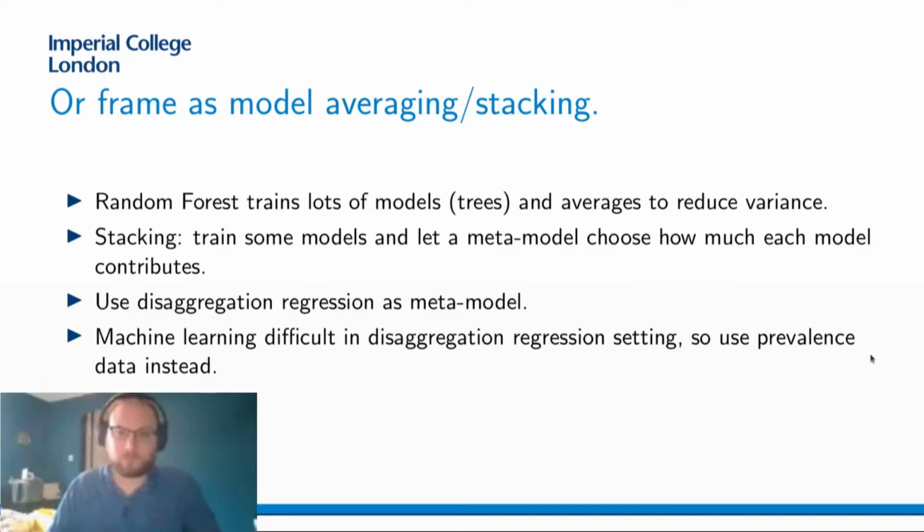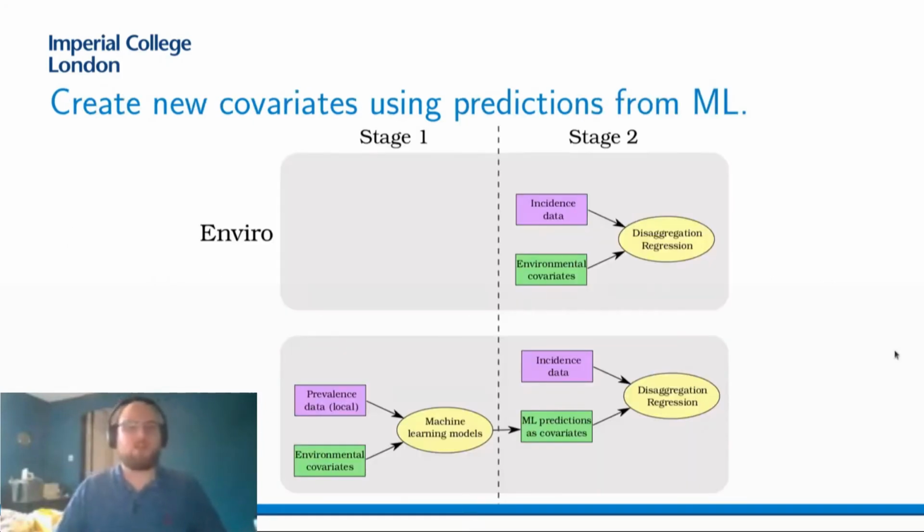One way to think about this, particularly in this disaggregation regression setting, is that there are virtually no pre-built packages that handle this data in the way we'd want. So to use any machine learning algorithms is quite difficult. Instead, we can use machine learning on prevalence data and then hopefully port those learned relationships across to the incidence setting. The way that works is, this top schematic is our baseline model.